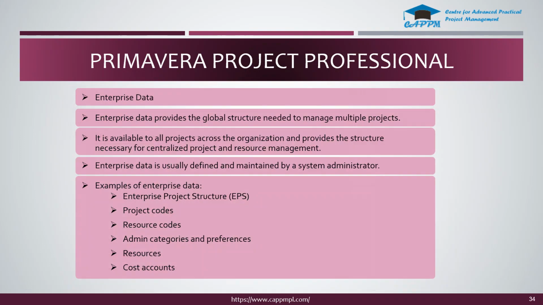So in Primavera Professional, we have this concept of enterprise data and project data. Enterprise data is a global structure used to manage multiple projects. It is available to all the projects across your organization, and it is stored in a centralized location. Enterprise data is usually defined by the administrator, and we have EPS, project codes, resource codes, and resources. They are all your enterprise data. And we have project data such as your work breakdown structure, activities, risks, and issues. They are all unique to the project.